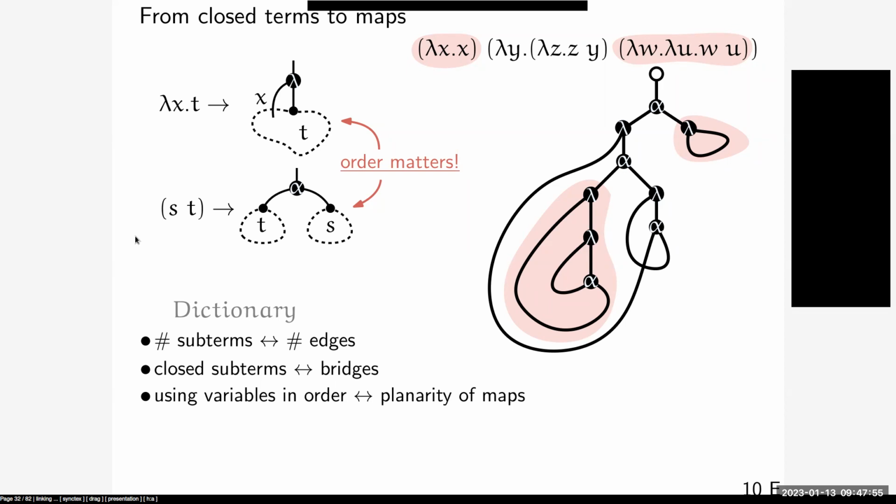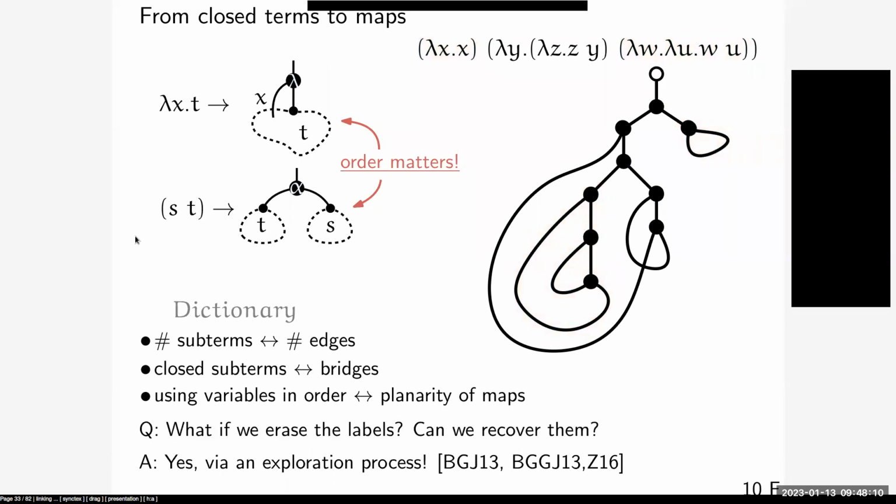And so far I described to you an injection from lambda terms to maps, but a kind of decorated map, right? We saw that there are labels for its vertices, either lambda or alpha. And so here a question naturally arises of whether we can erase the labels and so obtain a proper map, an unlabeled map, right?